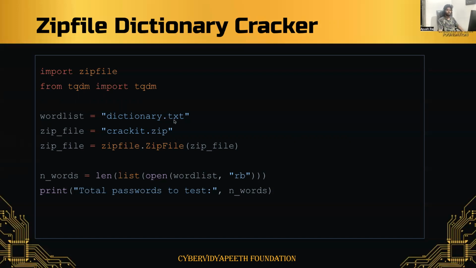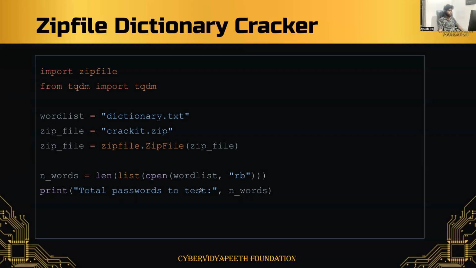There are multiple keywords to attempt the password cracking or zip file cracking. So here we are using a dictionary.txt file, and this is the name of the zip file, which is in the same directory. That's why I am not providing any path, I am just writing the name. Otherwise you have to provide the path. Then zip file equals zipfile.ZipFile, so we are creating an instance like I said. And n words equals length of the list, open word list. It will calculate the number of words present in the word list.